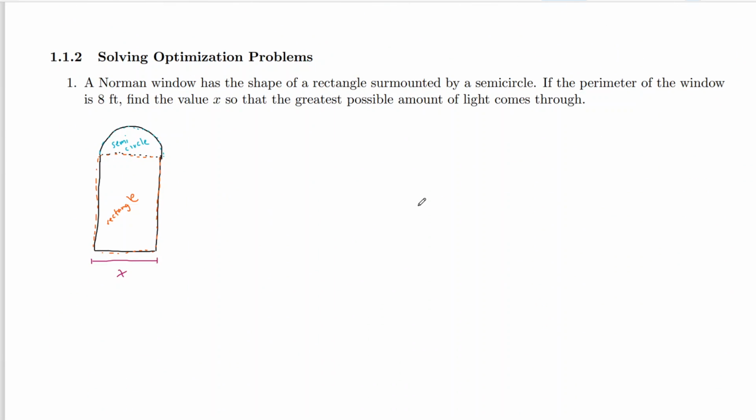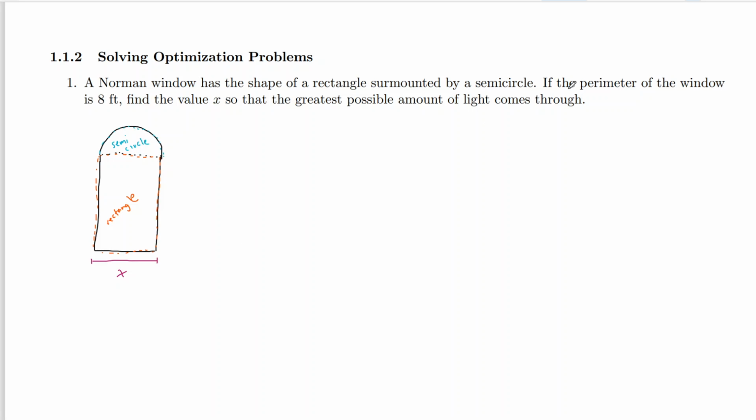And I kind of picked this one to be a little more careful as far as shapes go. So most of the times you're dealing with shapes, you're probably going to deal with just a rectangle or just a circle or a box or something like that. But a Norman window has the shape of a rectangle surmounted by a semicircle. And what that is just saying there's a rectangle and on top of it is a semicircle. And this little dashed line here that I have separating is just for visual reference. It just pretty much looks like a rectangle with a rounded top.